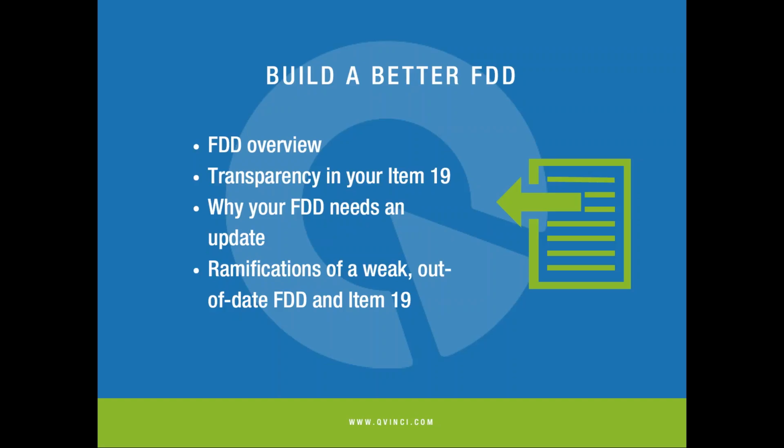And again, the franchise system as a whole is fluid. It's not static. So your FDD is going to require updates, whether that's yearly or more than yearly. The nice thing with a tool like Qvinci is you can update it as often or not as you want. We're giving you up-to-date financial information from which to base that Item 19 and build that stronger FDD.